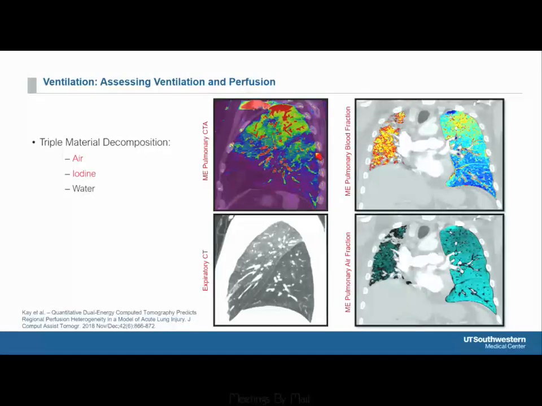We can, xenon, it might be cumbersome to use xenon as a contrast medium. So one of the things we can do is use the air as a natural contrast medium.